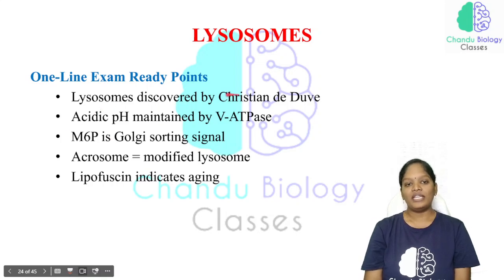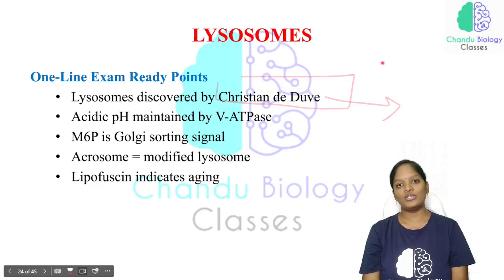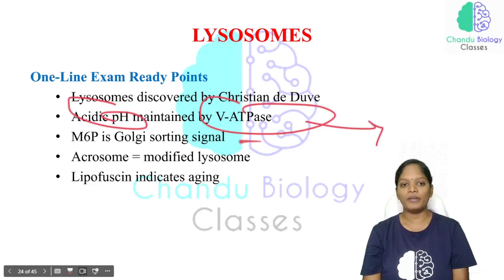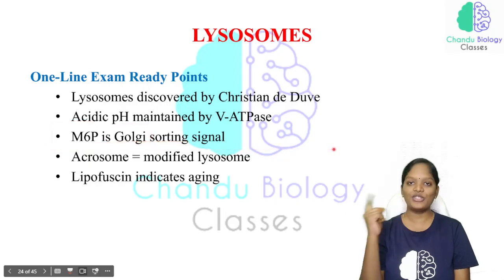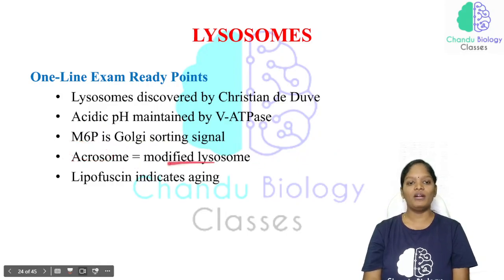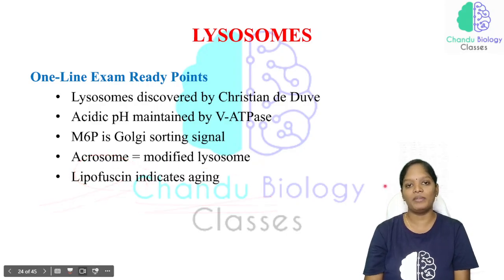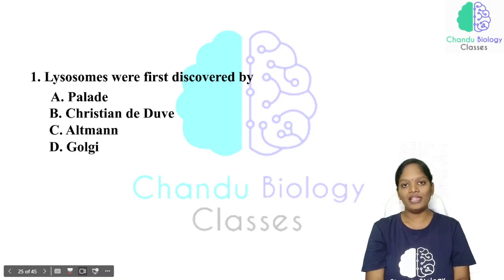Now, one-liners. The lysosome was discovered by Christian de Duve. He is also the one who discovered the peroxisome. Acidic pH is maintained by V-type ATPases because of the proton pump. Mannose 6-phosphate is the Golgi sorting signal that destines enzymes to the lysosome. Again, the acrosome is the modified Golgi complex. Lipofuscin indicates aging. Accumulation of lipofuscin, an aging pigment, indicates aging.